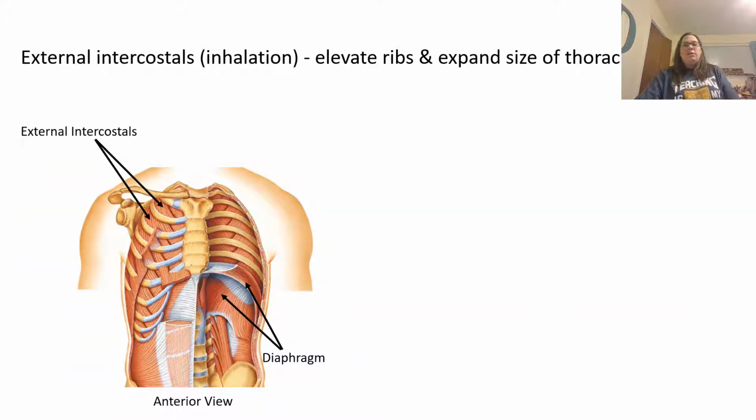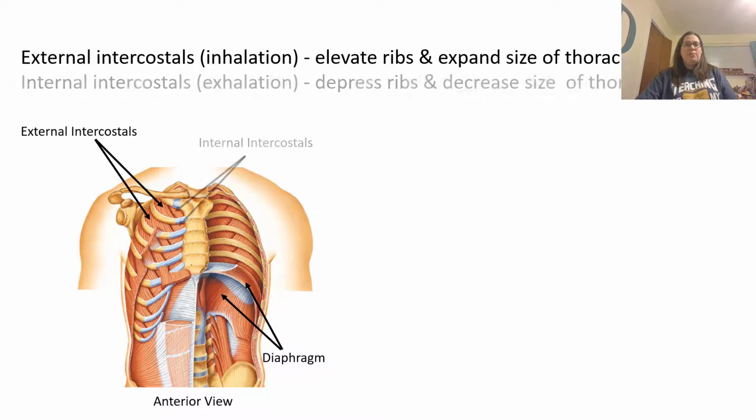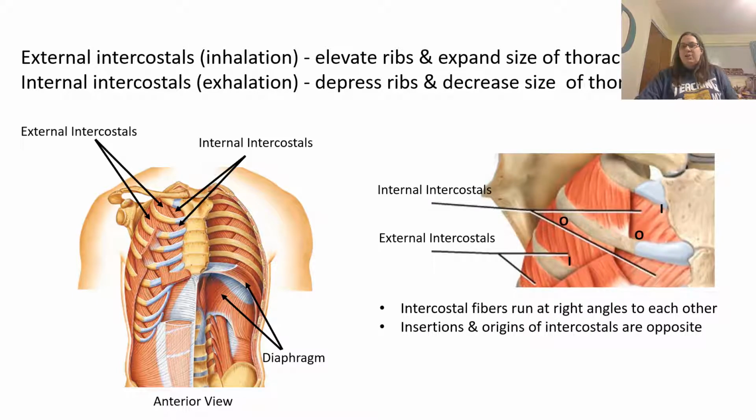All right, the external intercostals are going to help with inhalation. They're going to elevate your ribs and expand the size of your thoracic cage or cavity. The internal intercostals are going to depress the ribs and decrease the size of the thoracic cavity. Now, intercostal fibers run at right angles to each other, so their insertions and origins are going to be opposite. Okay, since they do the opposite action, we say that they're going to pull in opposite directions.